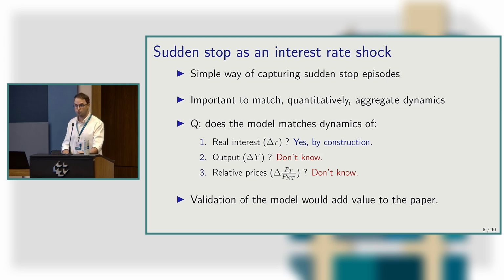But it's also important to contrast the predictions of the model with what we observe in the crisis in Mexico. What happened to output, which we don't know from the paper, and what happened to relative prices, that I just learned. Apparently, the response of relative prices is pretty similar to the observed in the data, but I think that wasn't in the paper I received. My suggestion here is that comparing the predictions of the model, validating the model with respect to these other two variables, would add a lot of value to the paper.